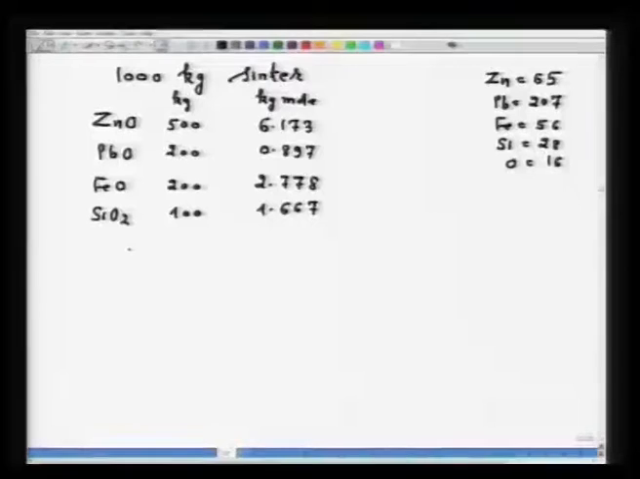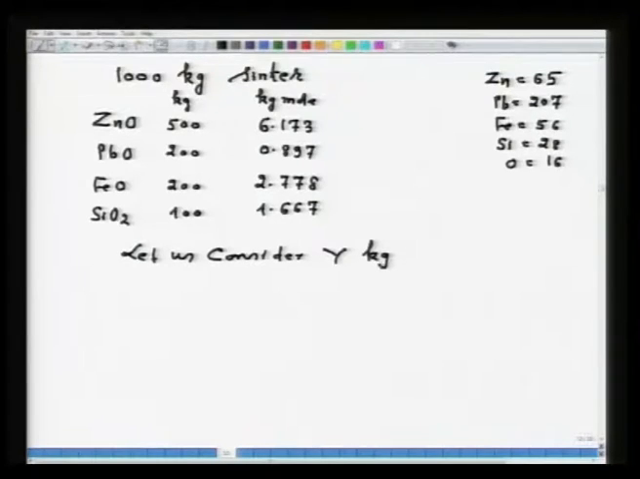Now we know that there is no loss of zinc. The problem does not say any loss of zinc. That means whatever zinc is being charged, the same should be available in the gas. So, that is a clue to start the problem. So, now let us consider that y kg mole of gas is being formed.